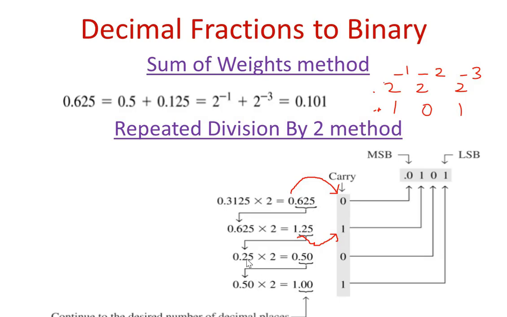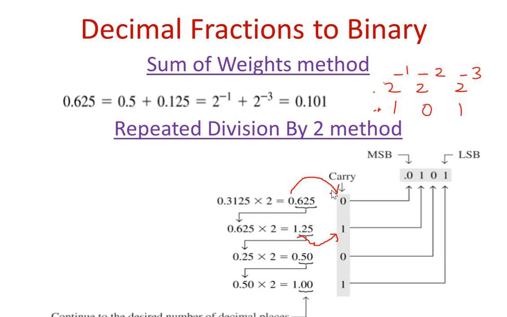For the next step, we omit the carry and bring the fractional part alone. So 0.25 into 2 is 0.50. Here the carry is 0. Next, 0.50 into 2 is 1.00. Here the fractional part after the decimal point is 0, so we have to stop here. And now the carry is 1.